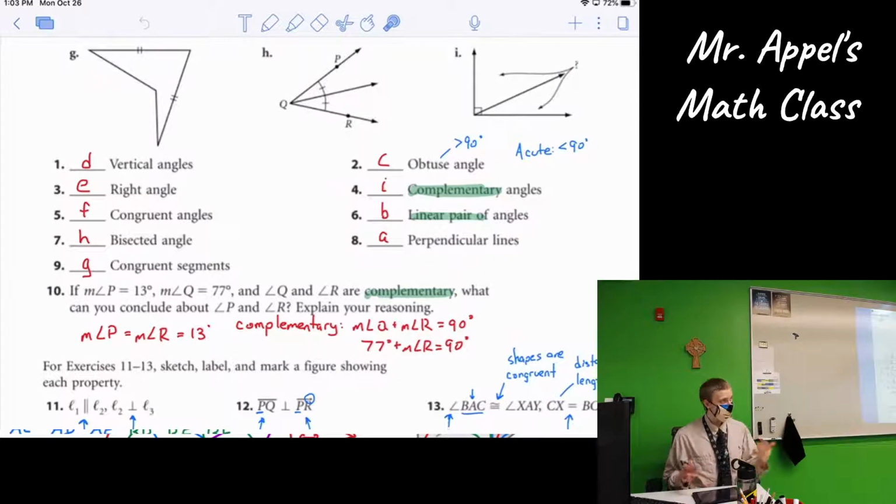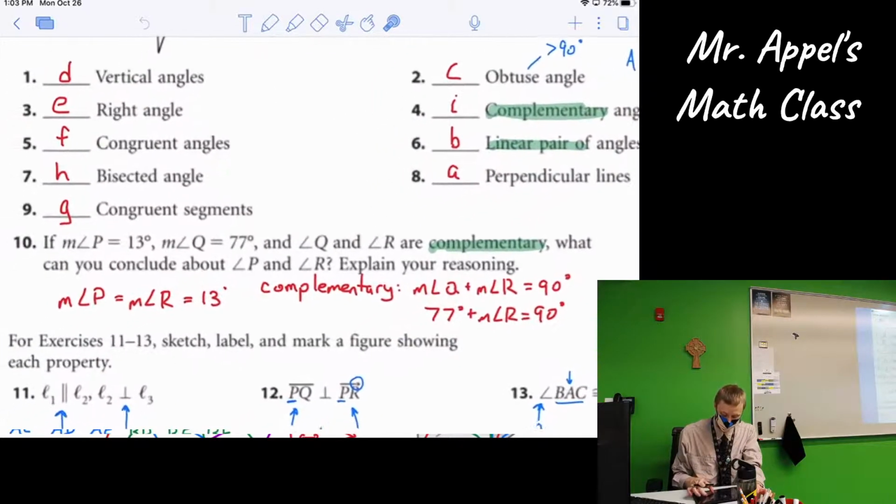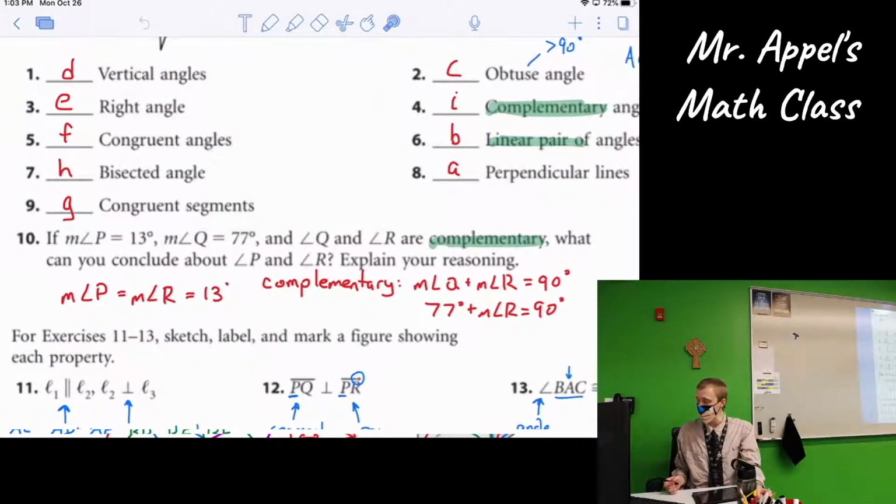Fairly straightforward. Again, being able to recognize them visually as well as interpret their meaning is more important for me than written definitions. Speaking of interpreting meaning, understanding what complementary means here is critical. If they're complementary, that means their measures are going to add up to 90 degrees. That's what this means. The measure of angle Q plus the measure of angle R is going to be equal to 90. And then it's just a substitution.